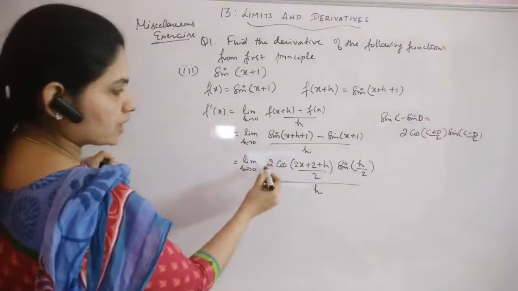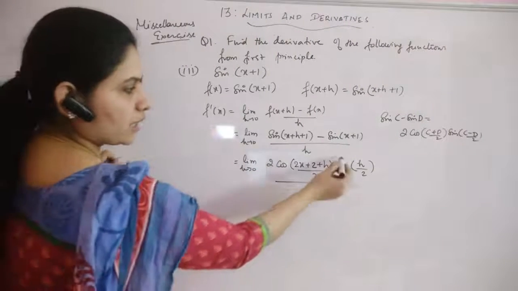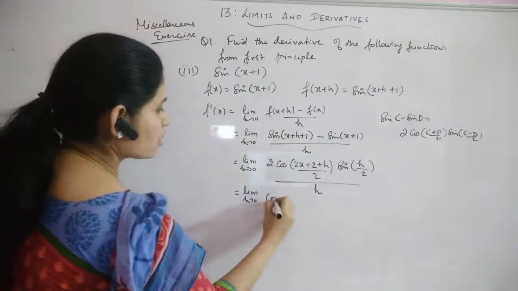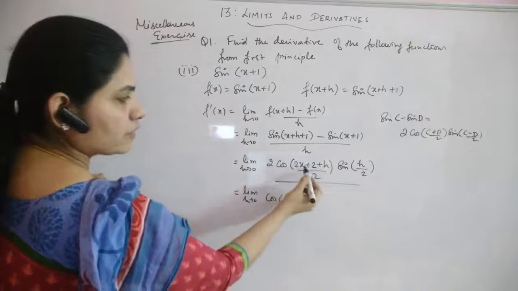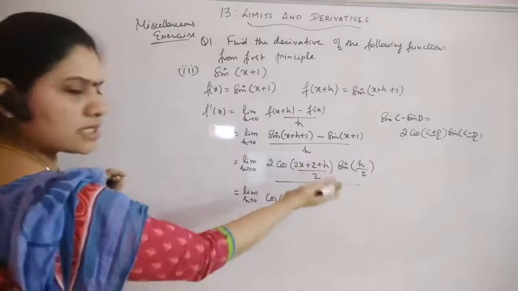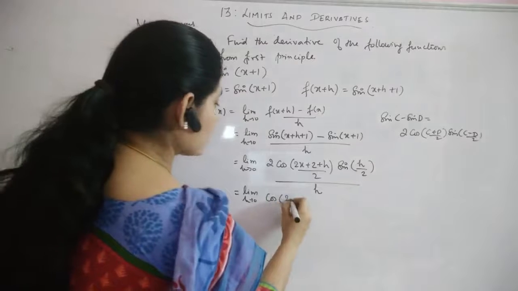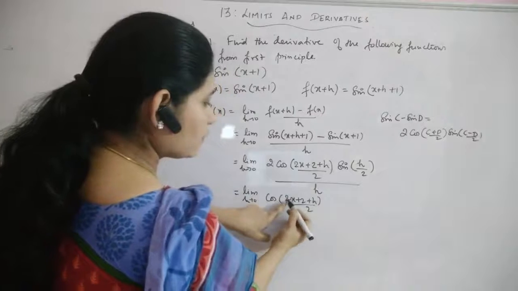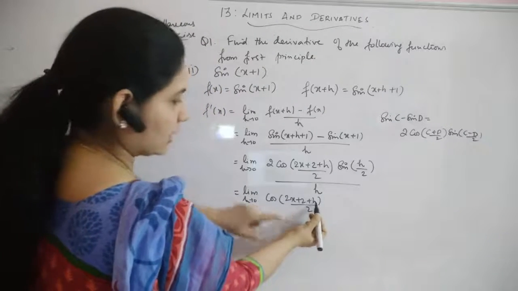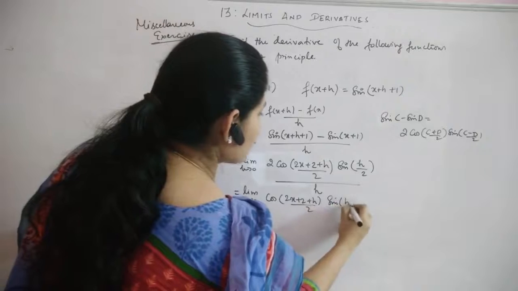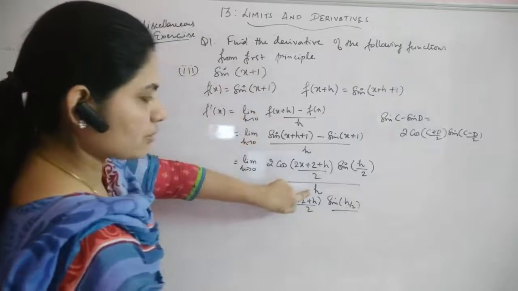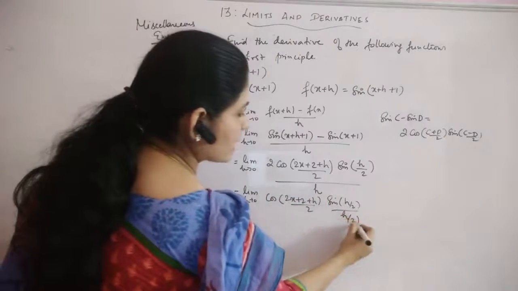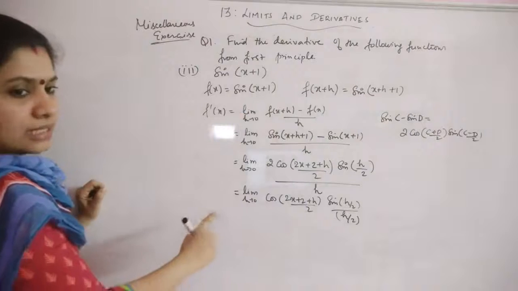Now what we will do, we will take this 2 to the denominator of h so that we can combine these together. So this becomes limit h tends to 0 cos of, it is 2x plus 2 plus h by 2, or else if 2 is taken out this will become x plus 1 plus h by 2. And for sine of h by 2 we are taking this denominator part h together with this 2 in the denominator of h, so that we can apply the limit property.